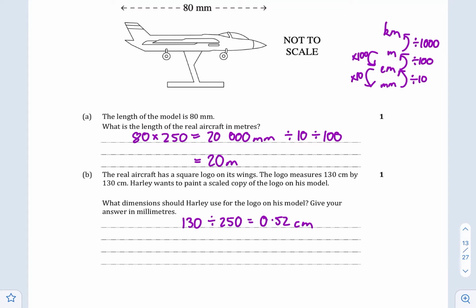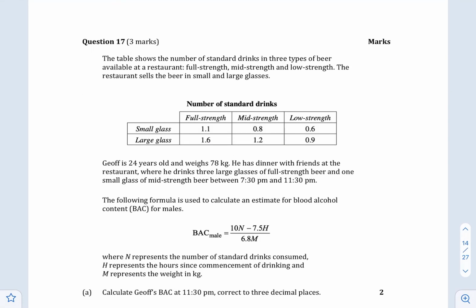So because we started with centimetres, we're still in centimetres. Now, to go from centimetres to millimetres, we need to multiply that by 10. And if we do that, we're going to get an equivalent measurement of 5.2 millimetres on the scale model. And because it's square, we're going to just finish it off by saying it like that.